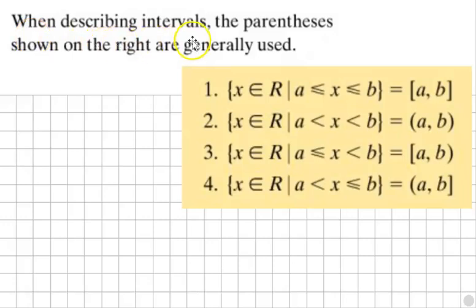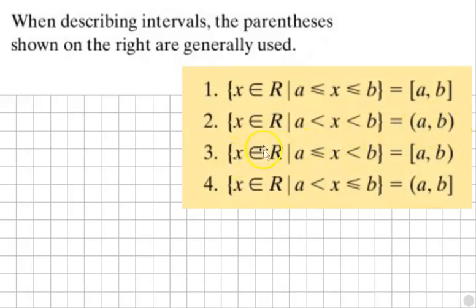When describing intervals, the parentheses shown on the right are generally used. So we have x is an element of the real number set, where x is greater or equal to a, but less than or equal to b. So we have a comma b and we have square brackets. Or we could have x as an element of the real number set where x is greater than a or less than b. So it's equal to a comma b with curved brackets.